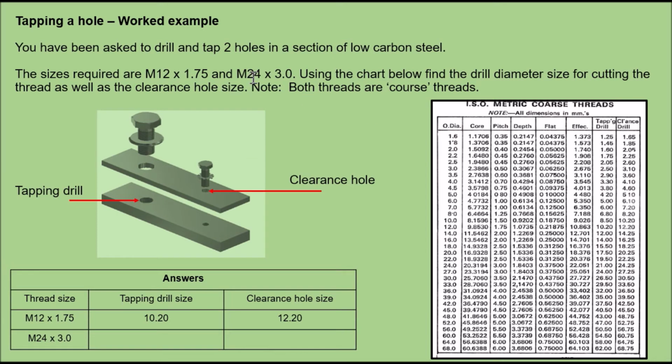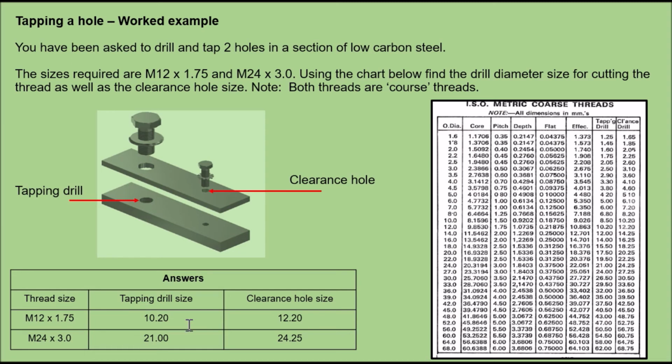I'll do my next one and come down. How big is it? M24. I'll go across and you can see my pitch size is 3.0. I've got 21 and 24.25. So the tapping drill is 21.00 and the clearance is 24.25. So we've actually solved this. We've got the drill size diameter and the clearance hole size.